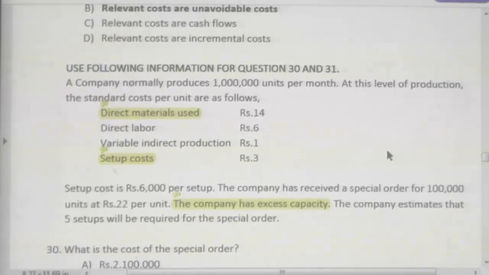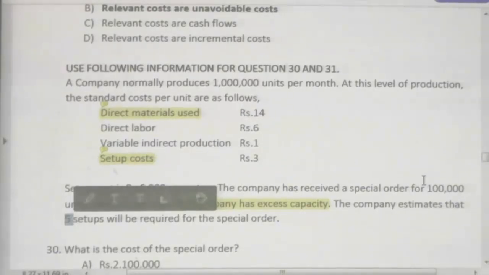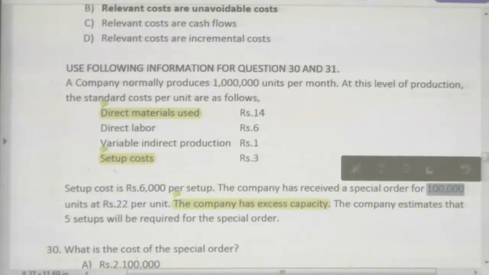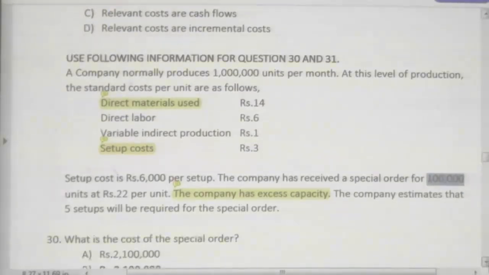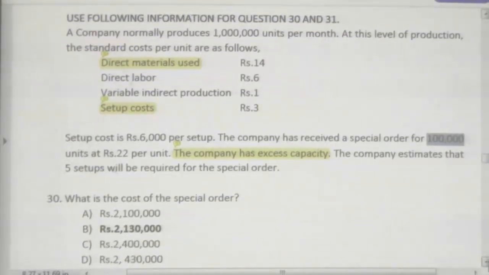The company estimates that 5 setups will be required for the special order. You require 5 setups for this special order of 100,000. What is the cost of special order? Let's calculate. I will use the whiteboard to explain the answer.